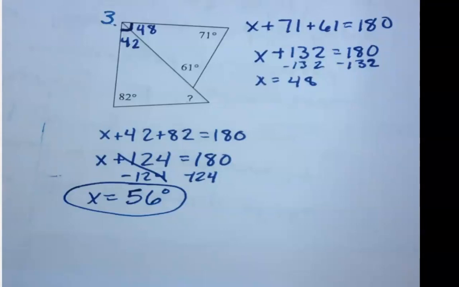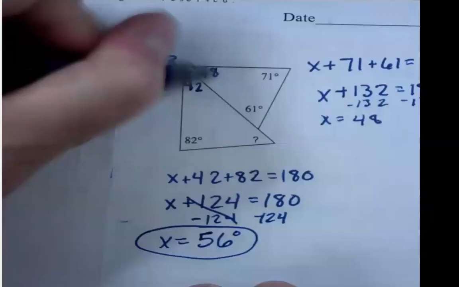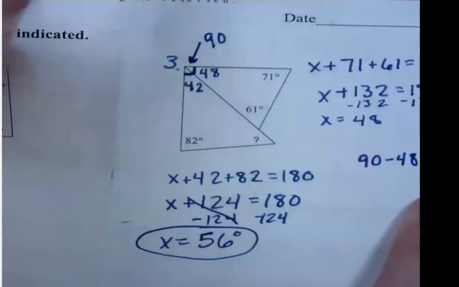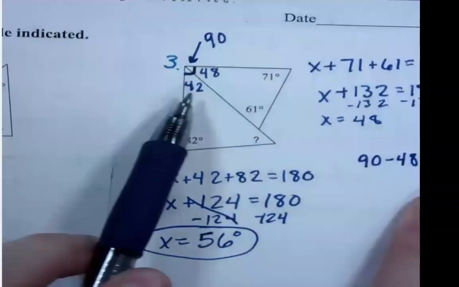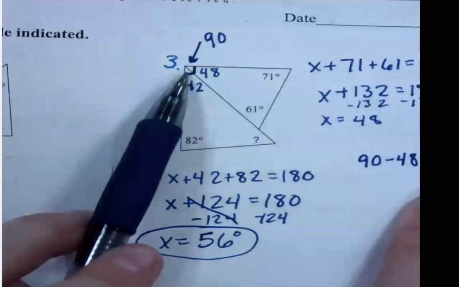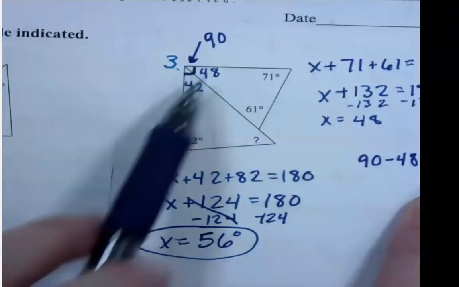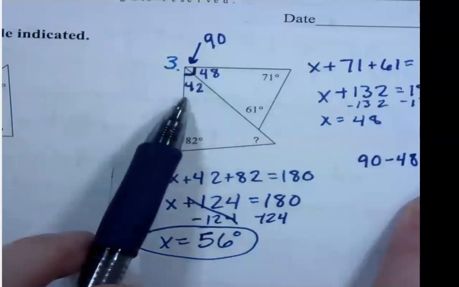Okay, let me write it down. For the 42, you have 48 and you know that this is 90 degrees. So you take 90 and subtract 48 and you get 42. That is where that 42 comes from, because you know the whole thing is 90 and you subtract this 48 from it and then you get 42. Thank y'all for asking that question.